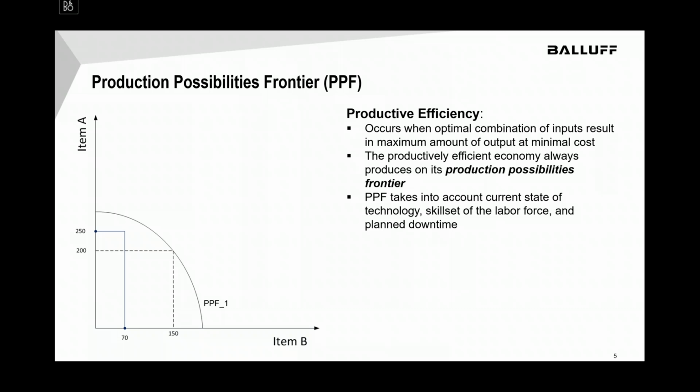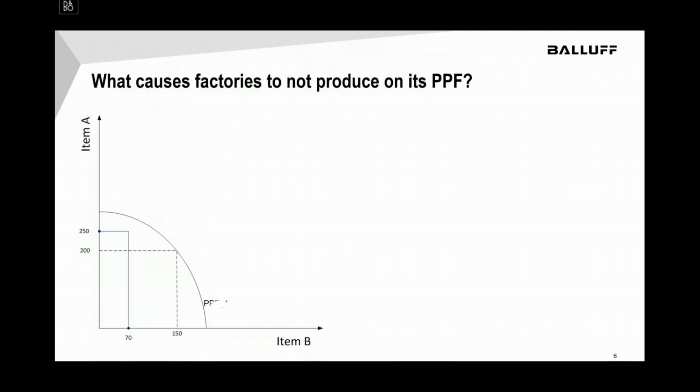Now, when we talk about the production possibilities frontier, a lot of companies do not produce on that frontier. You talk to any company, and they will probably say that they could improve their efficiencies more. The reasons for not producing on the frontier are unavailability of labor force or unplanned downtime. These are the two big things that cause people to not produce on it.